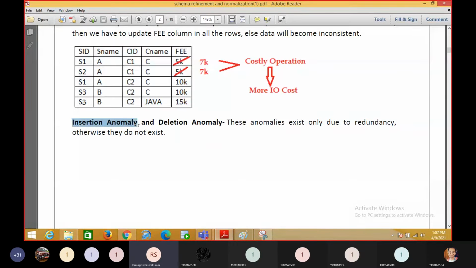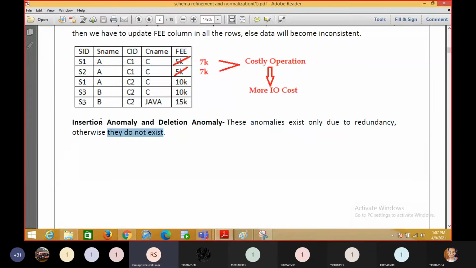Insertion anomaly and deletion anomaly. These anomalies exist only due to the redundancy, otherwise they do not exist.